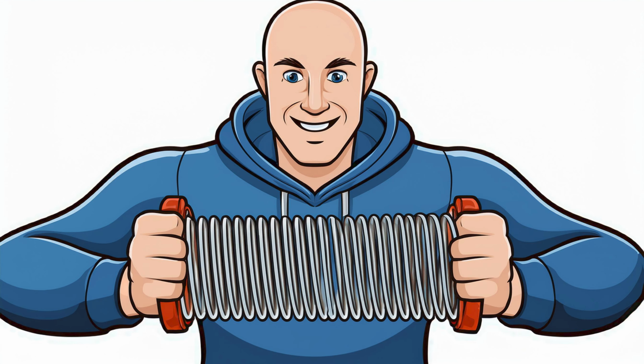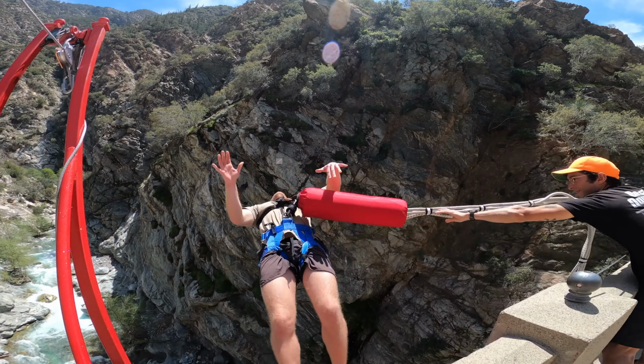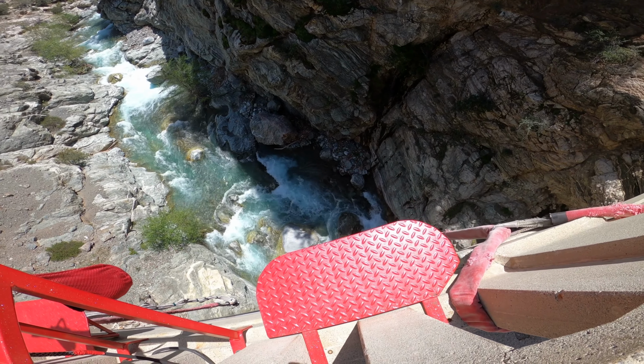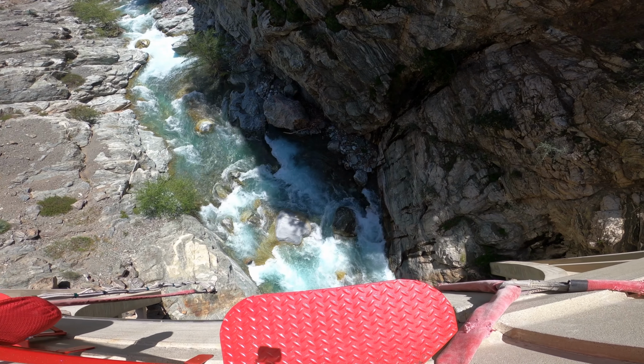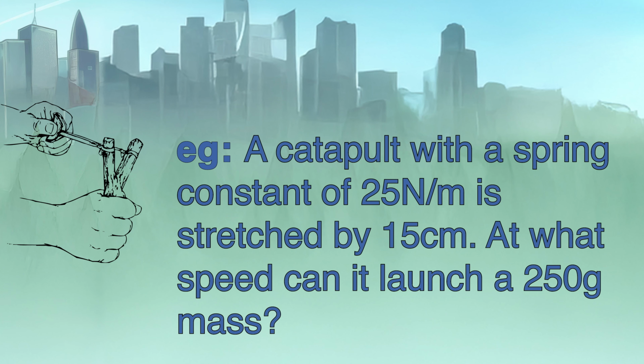Finally, let's look at stretching objects. When we stretch a spring, we store elastic potential energy in the spring. But when it's released, it becomes kinetic energy. Imagine a bungee jumper. They start off with gravitational potential energy, which then turns into kinetic energy as they fall, which then becomes elastic potential energy as the bungee stretches. Calculations about a bungee jumper are probably a little too complicated for GCSE, and so let's look at a simpler example. A catapult with a spring constant of 25 newtons per metre is stretched by 15 centimetres. At what speed can it launch a 250 gram mass?